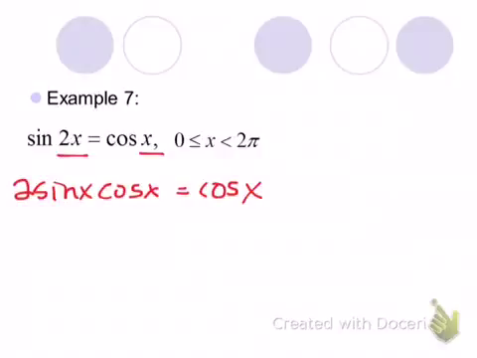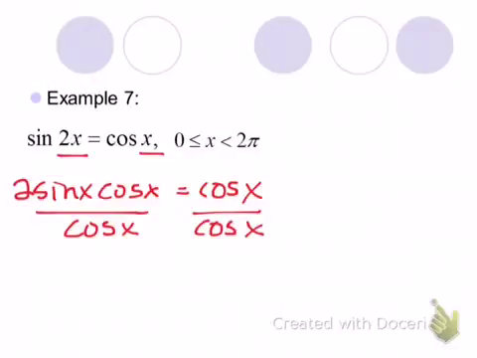Could we divide cosine x out of the equation? Yeah. If we did, watch, don't write. If we did, we would get 2 sine x equals 1, right? Sine x equals 1/2, right? It'd be really nice if we could do that. But we can't do that. Why can we not do that?